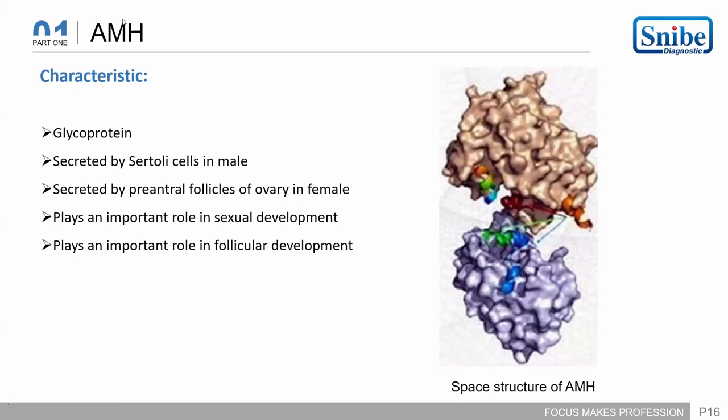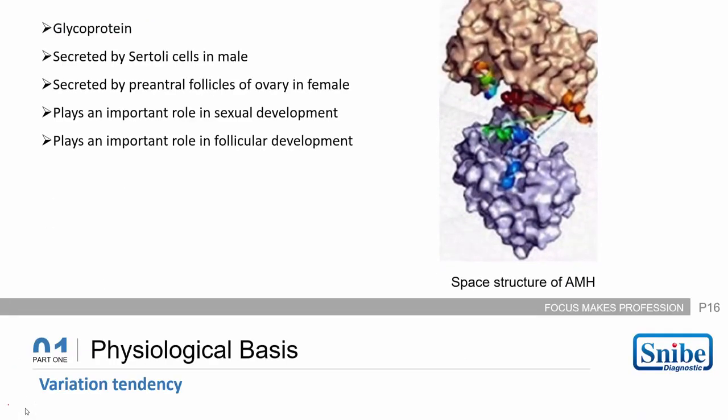So if we talk more about anti-Müllerian hormone, it is basically a glycoprotein with a specific structure like this, secreted by Sertoli cells in the male and by the preantral follicles of the ovary in females. So this is a highly specific marker of follicular development and the maturity of the follicles in women, and it has an important role in the sexual development of female characters, especially.